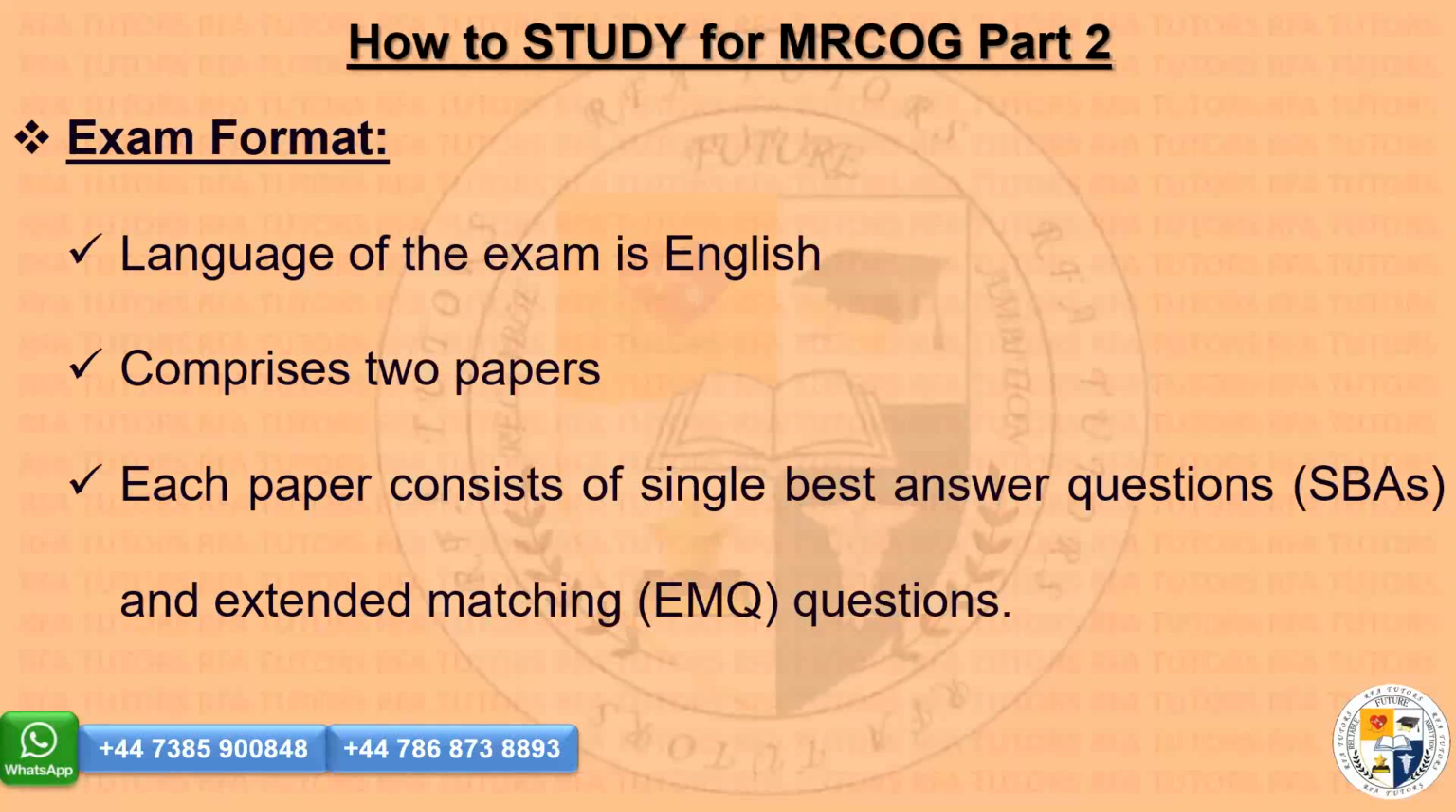Now, you all need to understand that single best answers and extended match questions, both of them are like 50 plus 50 in one exam. For example, it's a gynecology paper, 50 single best answers and 50 extended match questions.